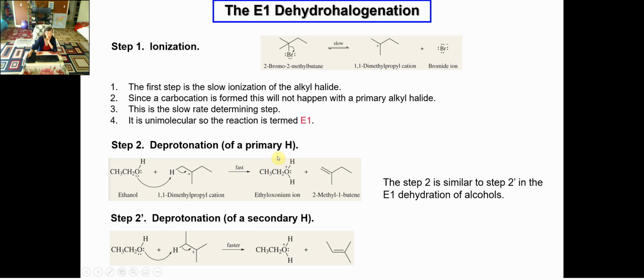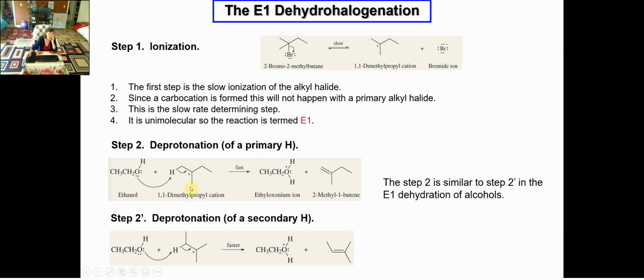This ethoxonium is not stable, like we mentioned before. If this is not stable, what's going to happen? This is going to undergo some reactions. So there is one more. So you have one hydrogen. How about other hydrogens? So you have other different types of hydrogens.